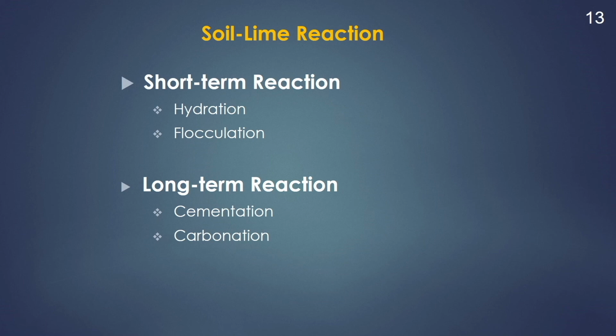When we add lime to the soil, two types of reaction take place: one is a short term reaction and another one is a long term reaction. The initial strength gain of the soil takes place in the short term reaction, whereas the long term reaction gives the strength gain in the long term. For example, in the short term reaction there is a hydration process and the flocculation process. These two processes give rise to the short term strength gain of the soil. During the long term reaction there will be the cementation reaction and the carbonation reaction, and these two reactions give the long term strength gain to the soil lime.